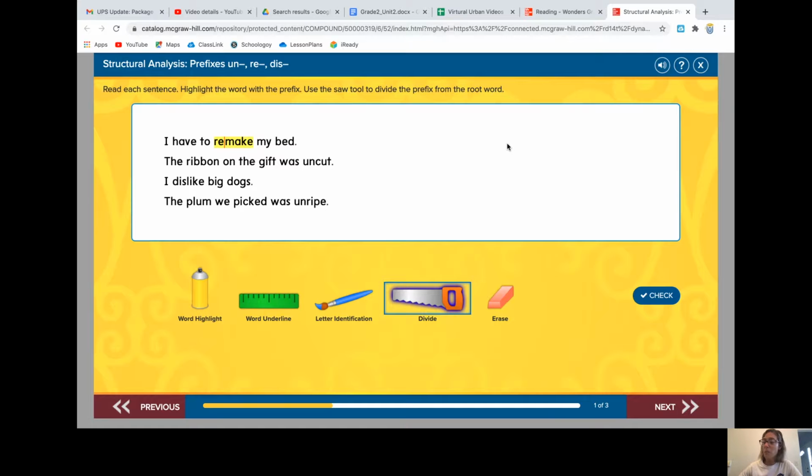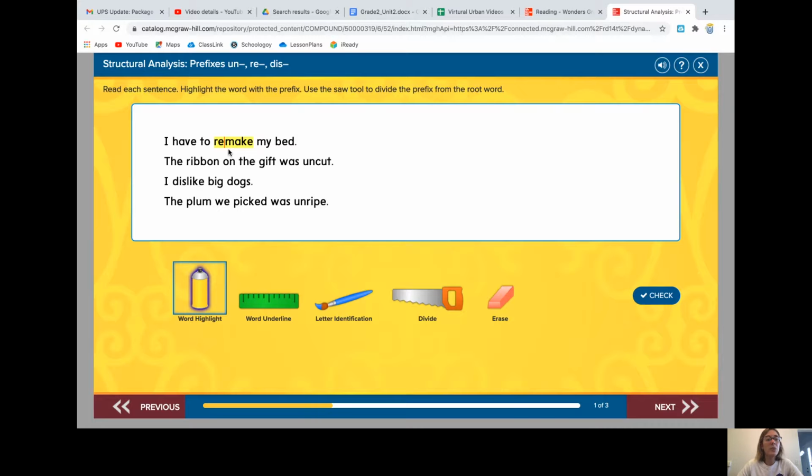So what does remake mean? It means to make again. So what you're going to do is write the word remake down on your paper, because I highlighted it. And then you are going to draw a line in between re and make to show that you separated the prefix from the root word.